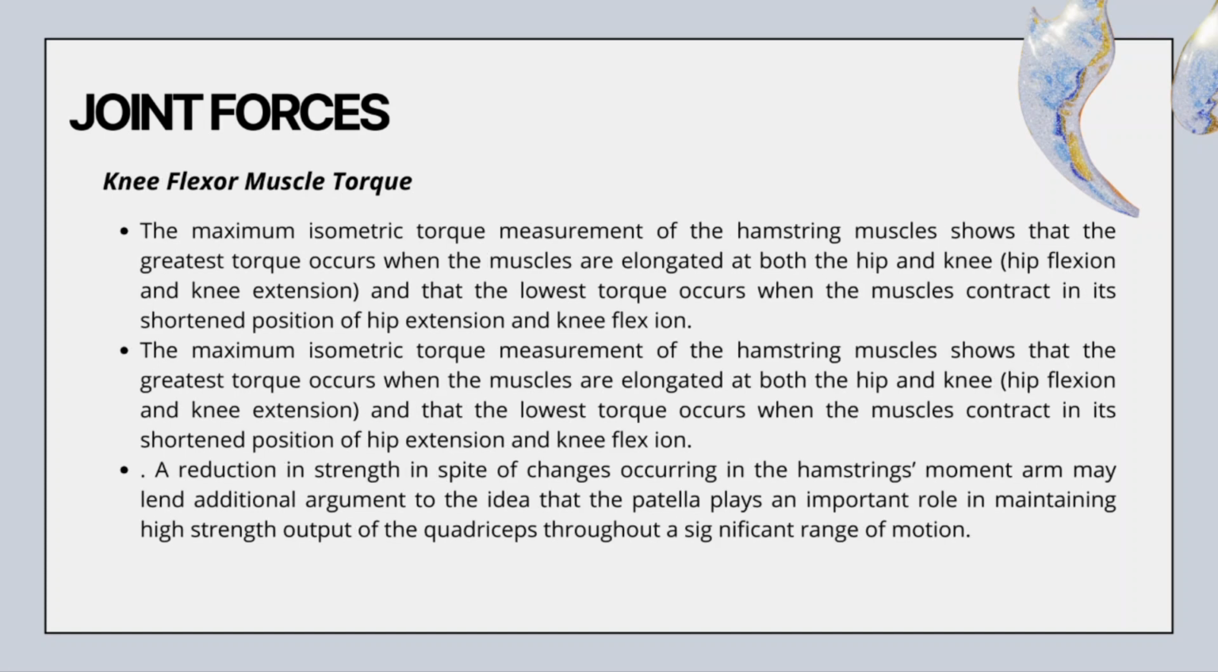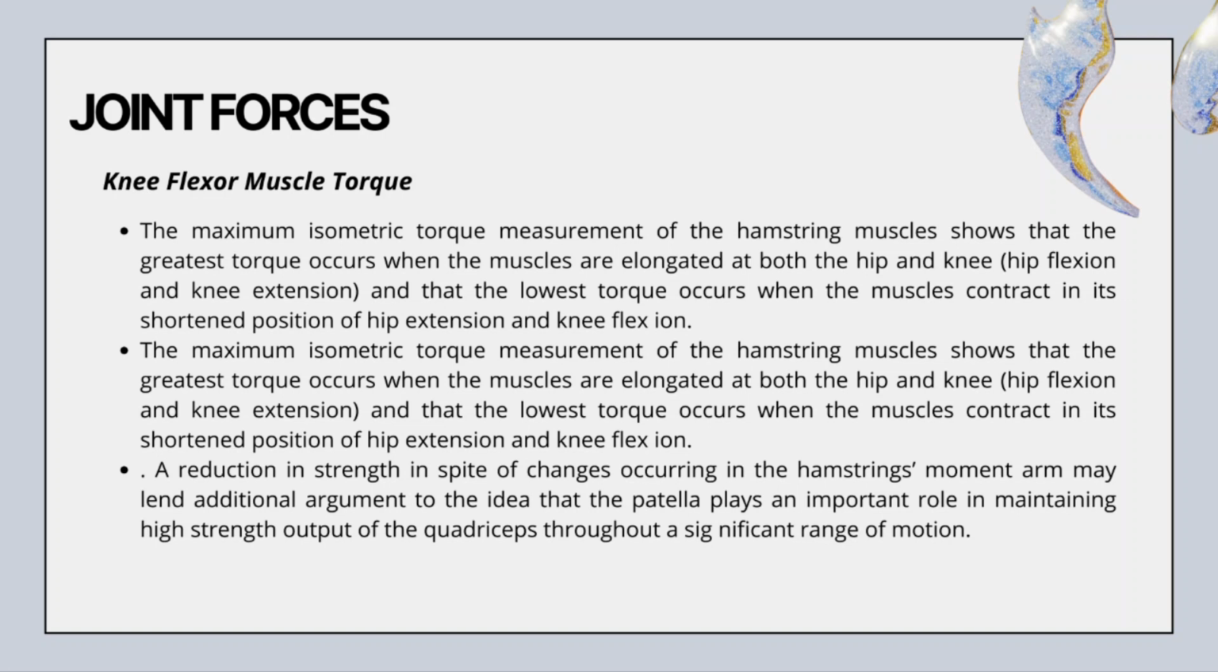Next is knee flexor muscle torque. The maximum isometric torque measurement of the hamstring muscle shows that the greatest torque occurs when the muscles are elongated at both the hip and knee, hip flexion and knee extension, and that the lowest torque occurs when the muscle is in the shortened position of hip extension and knee flexion. Reduction in strength in spite of changes occurring in the hamstring.